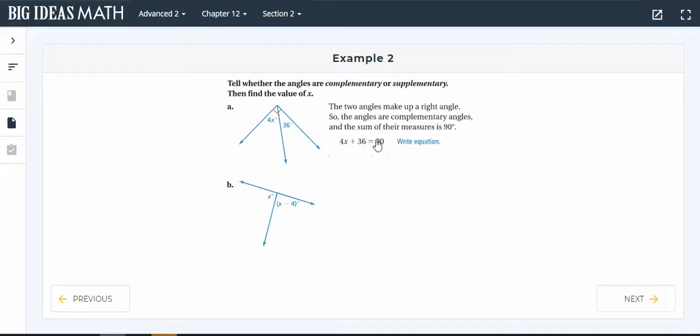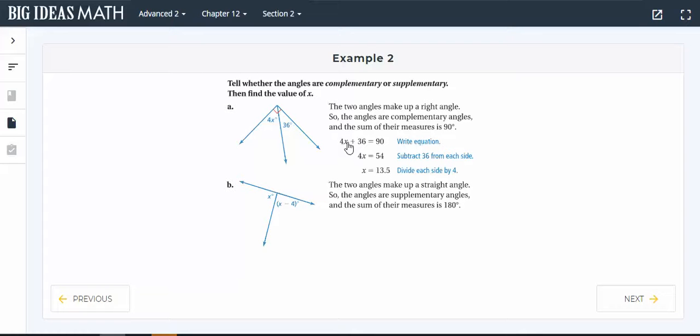So now this is just a two-step equation. We have an adding of 36 we need to take away, and then we need to divide by 4. So here's my adding or subtracting of 36 over here is 54, and that leaves 4x. Now I have to divide by 4 on both sides, and then of course I can do that on the calculator to get 13.5 would be my x. Again, you can double check by throwing that back into the equation, multiplying and adding your 36.